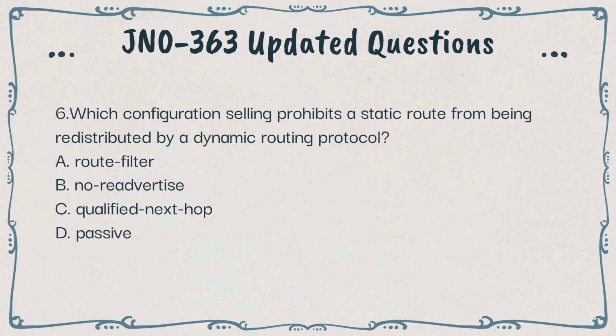6. Which configuration setting prohibits a static route from being redistributed by a dynamic routing protocol? A. Route filter, B. No-readvertise, C. Qualified next hop, D. Passive.